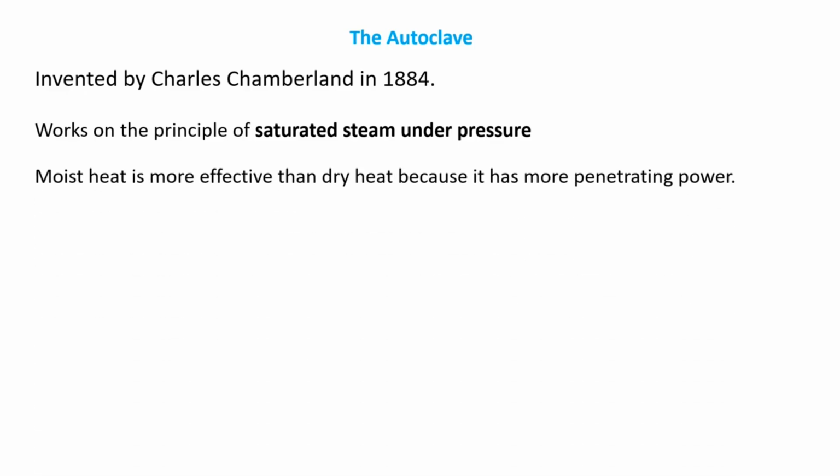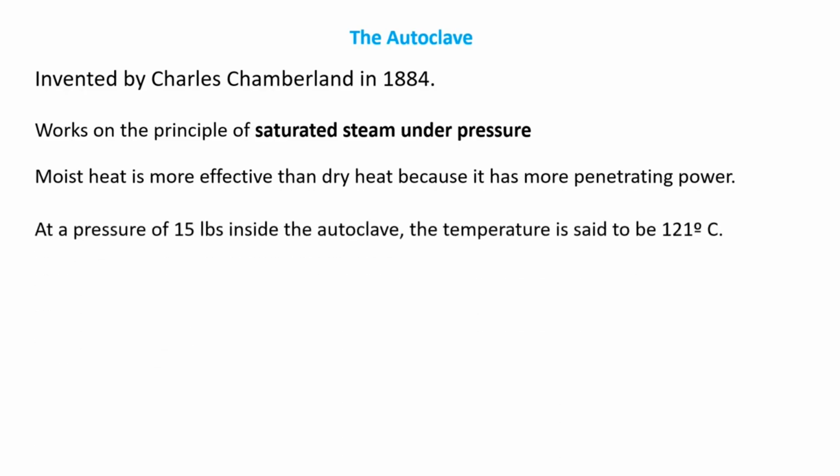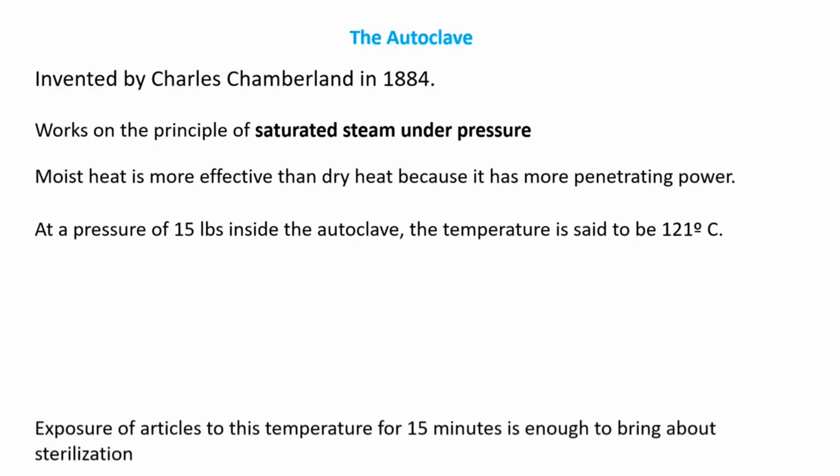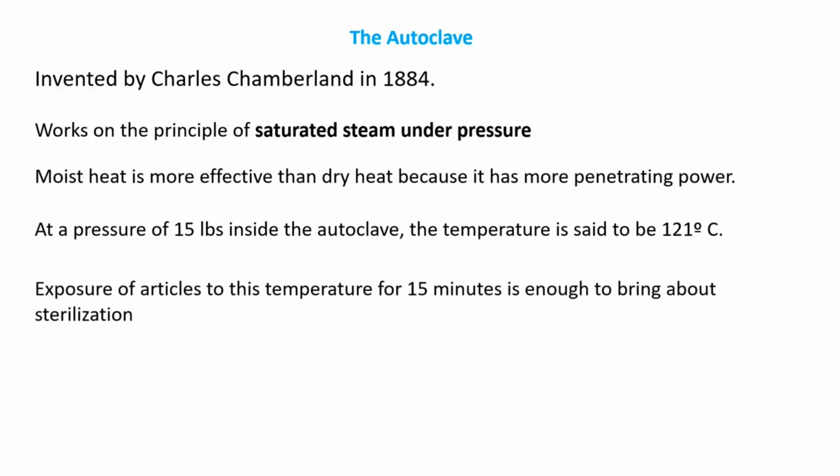Moist heat is more effective than dry heat because it has more penetrating power. It is supposed to act by degrading nucleic acids and denaturing proteins. At a pressure of 15 pounds inside the autoclave, the temperature is said to be at 121 degrees. Exposure of articles to this temperature for 15 minutes is enough to bring about sterilization.